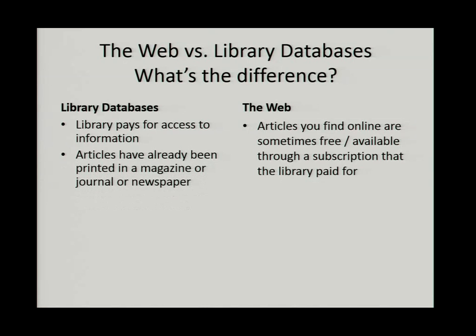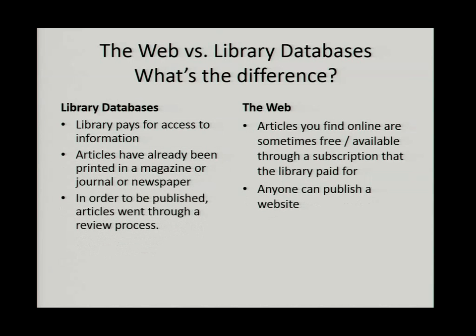In the library databases, articles have already been printed in a magazine, journal, or newspaper. And on the web, anyone can publish anything. So the information in the library databases has already been published, and on the website, anything can be published by anyone. In order to get published in a journal or a magazine, the information that you are trying to get published in your article needs to go through a review process. There is no review process on the internet. As I said earlier, anyone can publish anything. Once an article passes the review process, it is published, and then it is reliable, because while it goes through the review process, the information is going through a credibility check of whether or not it is reliable.